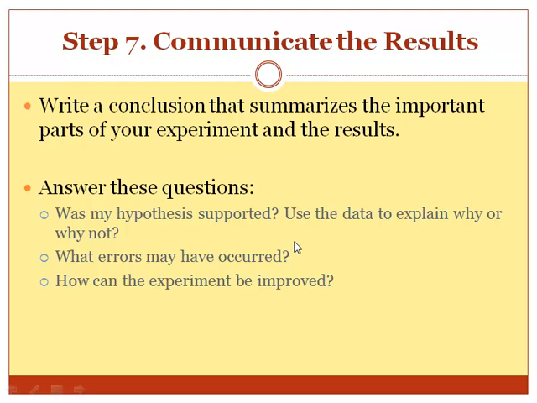What errors may have occurred. So these are human errors, not things like my hypothesis was wrong. That's not really an error in science. The errors we're talking about here are things like, I didn't measure quite accurately, or we forgot to start the timer one time, things like that. And how can your experiment be improved? So these could be things like, we could do more trials, we could test more substances, and so on.